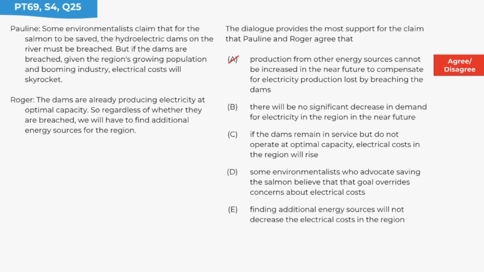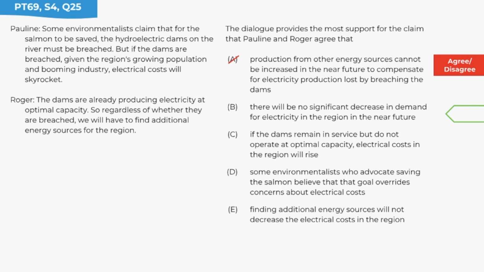Answer choice B says there will be no significant decrease in demand for electricity in the region in the near future. Well, in order for Pauline's argument to work, if the dams are breached given the region's growing population and booming industry, electrical costs will skyrocket. That depends on assuming that there's not going to be a significant decrease in demand for electricity in the region in the near future. And Roger has that same assumption embedded inside of his argument. So regardless of whether they are breached, we will have to find additional energy sources for the region. That depends on assuming that there's not going to be a significant decrease in demand for electricity in the region in the near future. So let's hold on to answer choice B.